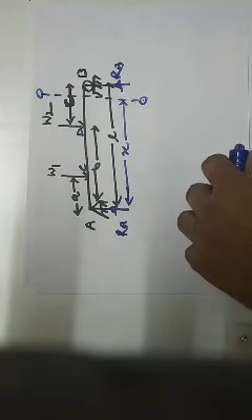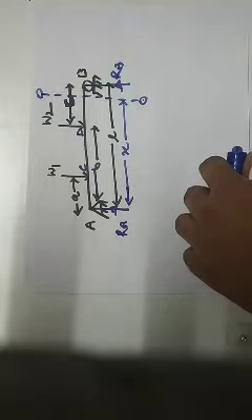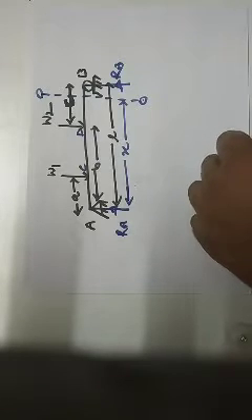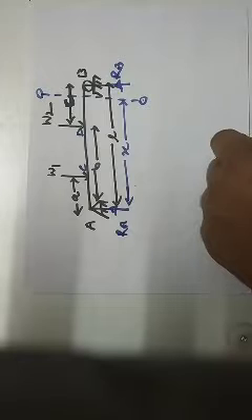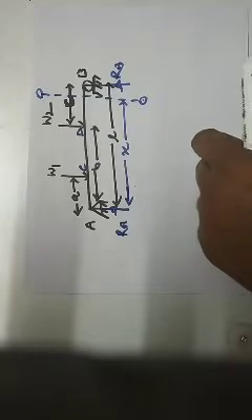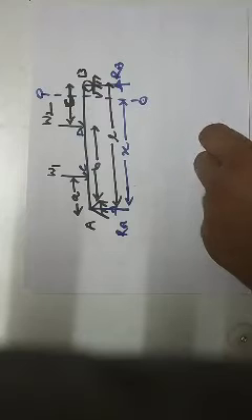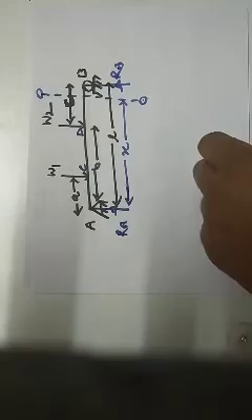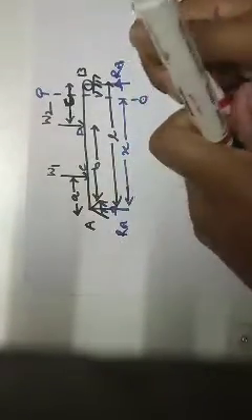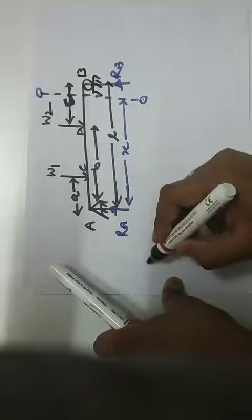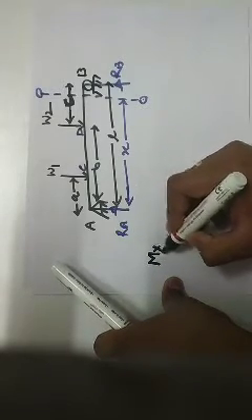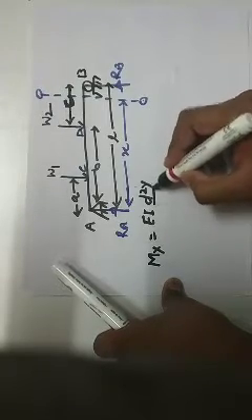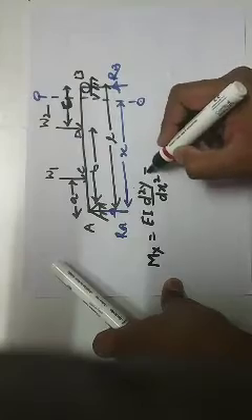I'm repeating again: in Macaulay's method, the single equation is formed in such a way that all the loads participate in this equation. Because in the previous lecture we established a relation between slope, deflection and radius of curvature, and from there the bending moment is Mx = EI d²y/dx². It has been established there.